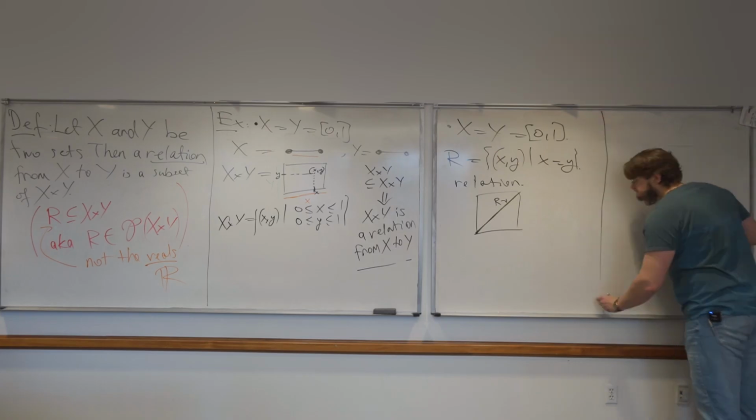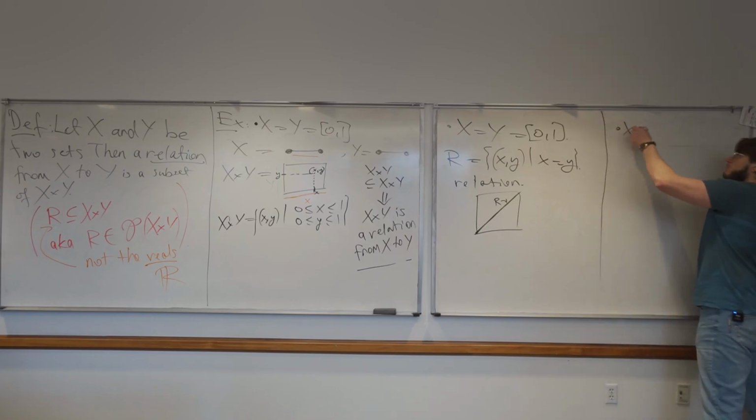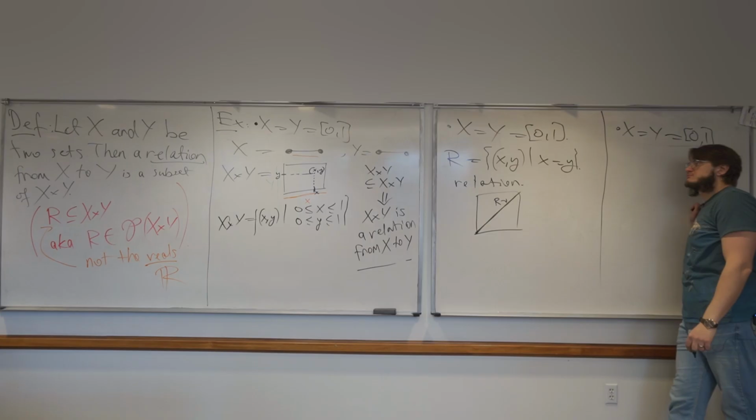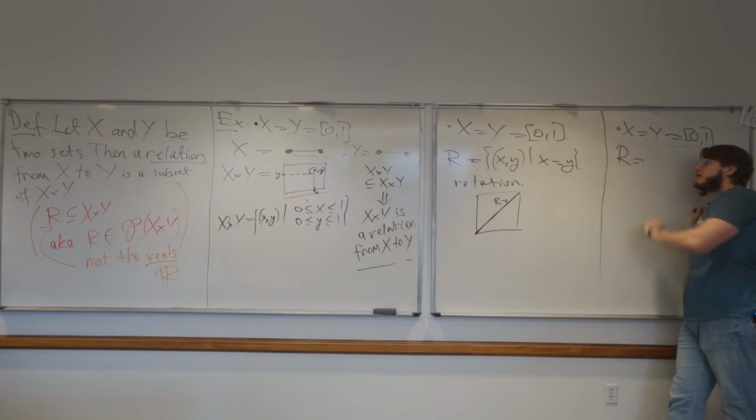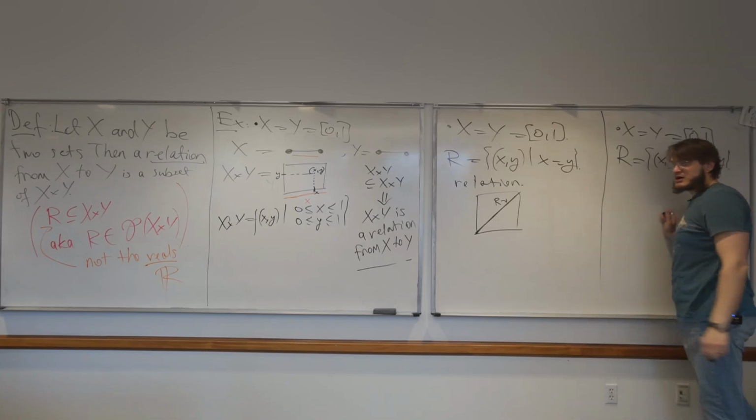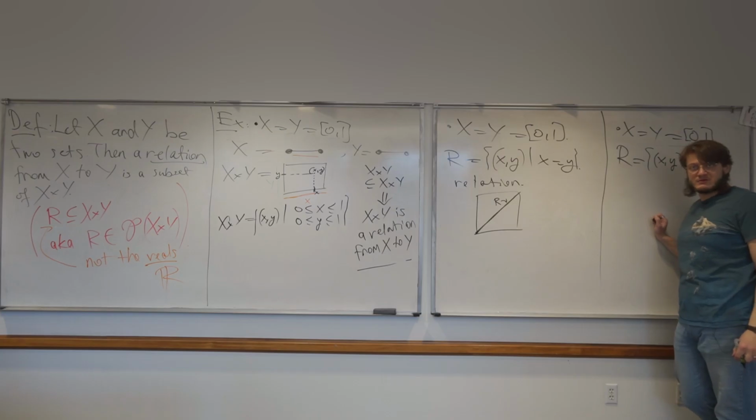Here's another example. Again, x and y, let's say, are both 0, 1. Now I'm defining R to be xy such that x is less than or equal to y. And this is again a subset of x times y, so it's a relation. It's almost like all of these symbols that we've been using are indeed ultimately relations.